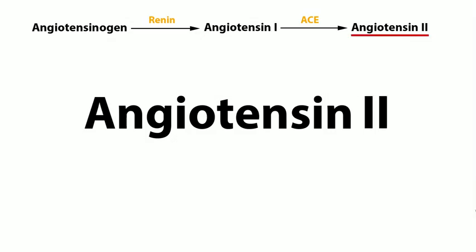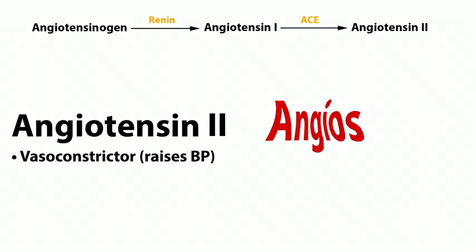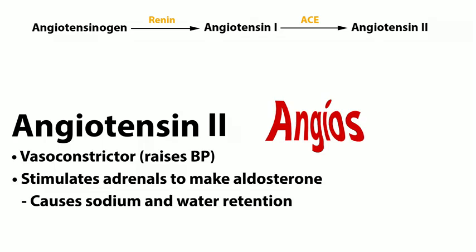And then angiotensin 2 has 2 functions. It's a potent vasoconstrictor, so that raises the blood pressure, and it stimulates the adrenal glands to make more aldosterone. And then aldosterone causes sodium and water retention.